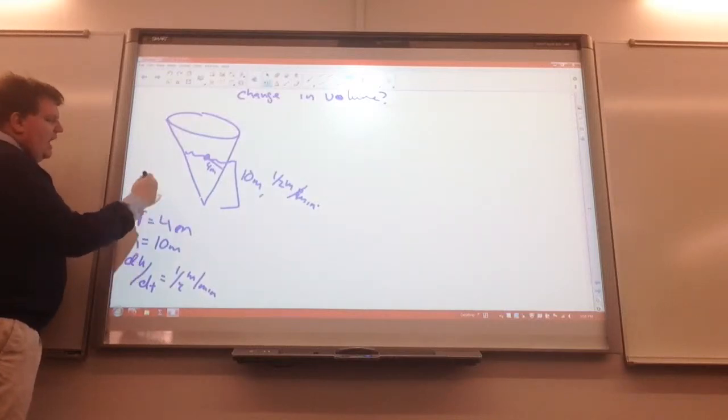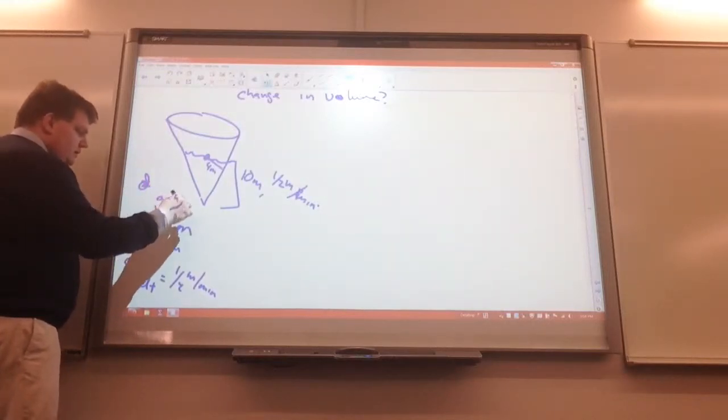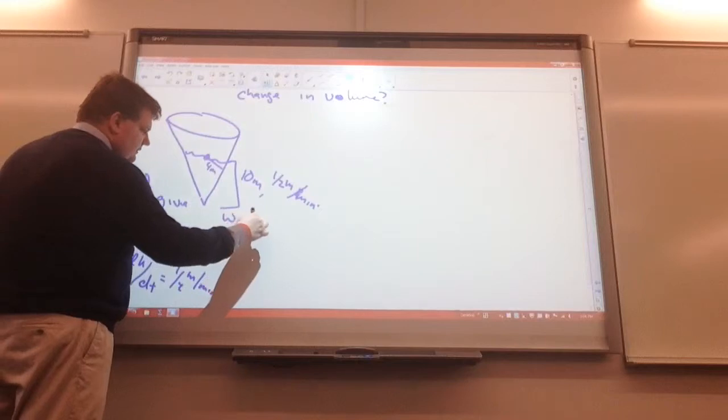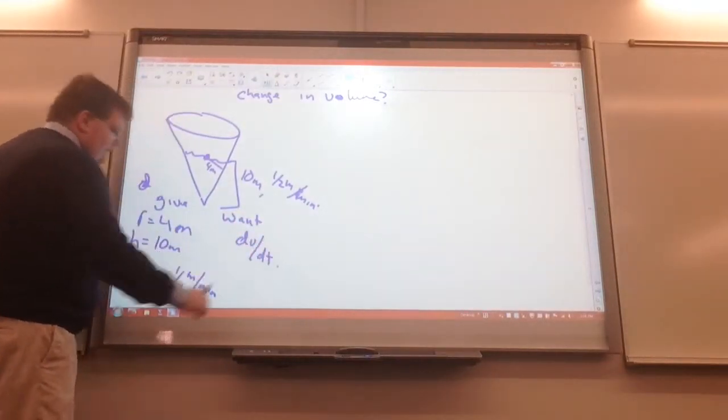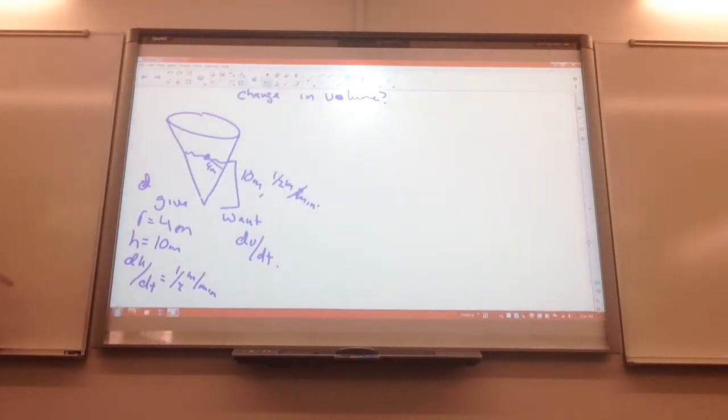So we want, this is given, and we want dV by dt. Okay? Alright, so that's everything I'm given, and that's what I want. Now what do I need to do? What's the equation for volume? Write the equation of volume, right? It's a cone. Who remembers what that equation is?